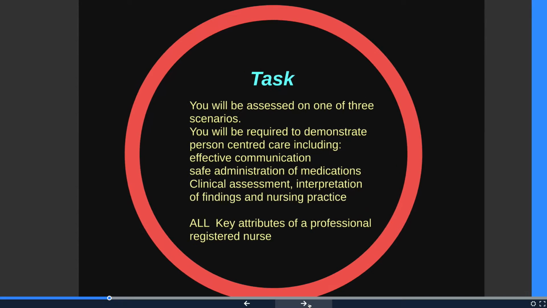So what actually is involved? You will be assessed on one of the three scenarios. You will be required to demonstrate person-centred care, including effective communication, safe administration of medicines, clinical assessment, interpretation of findings, and your nursing practice. Now, these are all key attributes of a professional registered nurse, which is what we're aiming to help you achieve. We want you to be really work ready when you graduate, and I'm hoping that this assessment item will really provide you with insights into what you do well, what you still find challenging, but really the importance of practicing safely for patient outcomes.